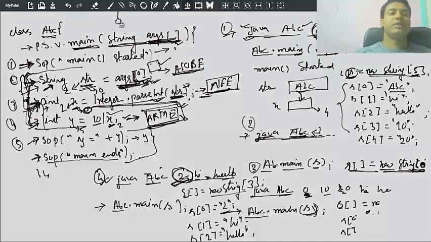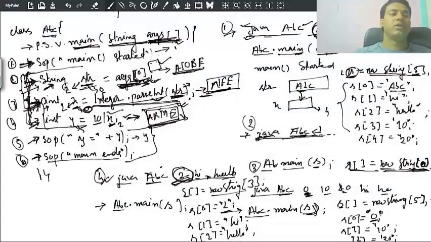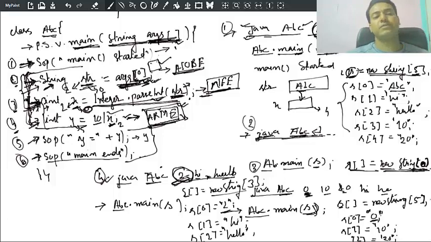So we have 3 statements here. Statement 1, no exception. Statement 2 may give an exception, 3 may give an exception, and 4 may give an exception. So 2, 3 and 4, all these we have to put into try and catch.